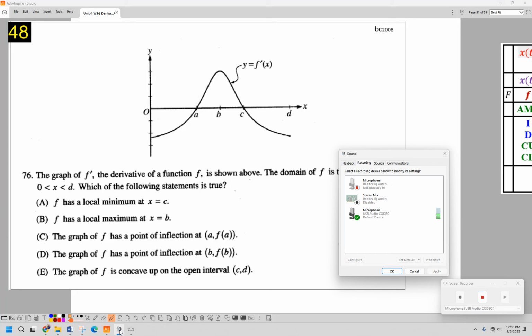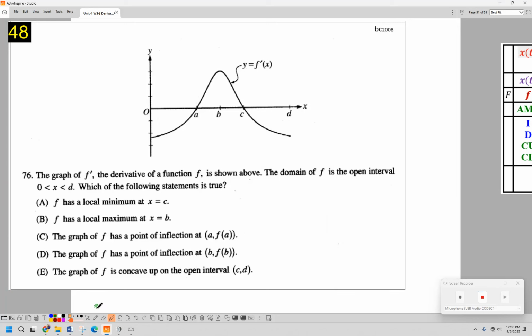Here we go, 48. Okay, again, crucial, you've got to know what you're looking at. We're looking at f prime. And then you've got to pay attention to what they're asking about. You're looking at f prime, but they're asking about f. Every single answer talks about f. So you just go one by one and ask yourself, are these true or false?